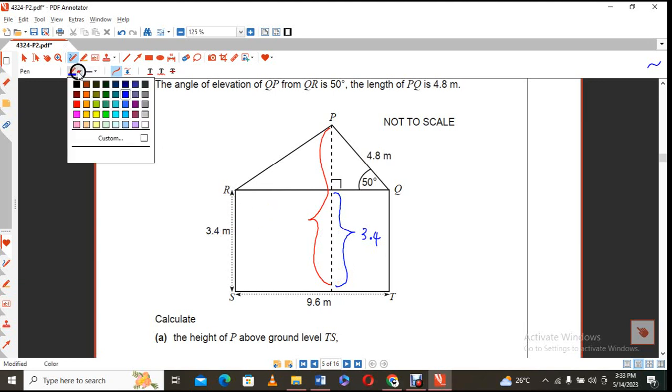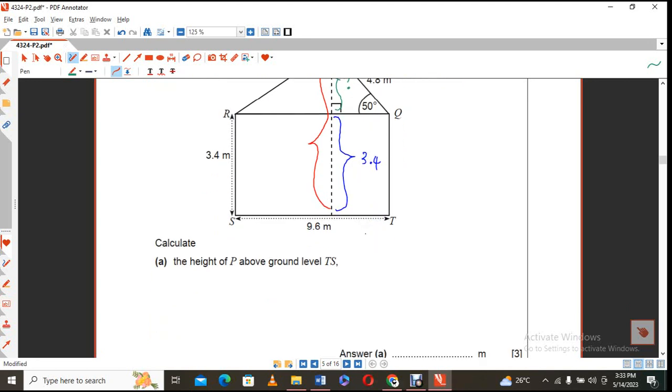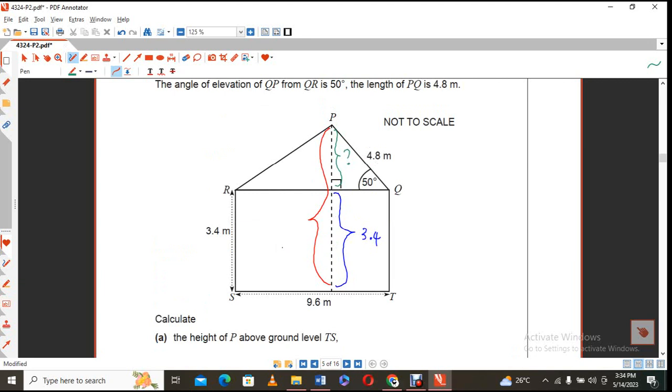So in a nutshell, we are supposed to find, let's say, this distance over here. And then if we can determine what that distance is, we're going to add it to this 3.4 in order to find the height of P. So that will be 3.4 plus what we are going to calculate. Right, so I just want to bring in the right angle triangle that I have. I'm just going to draw that with my free hand.